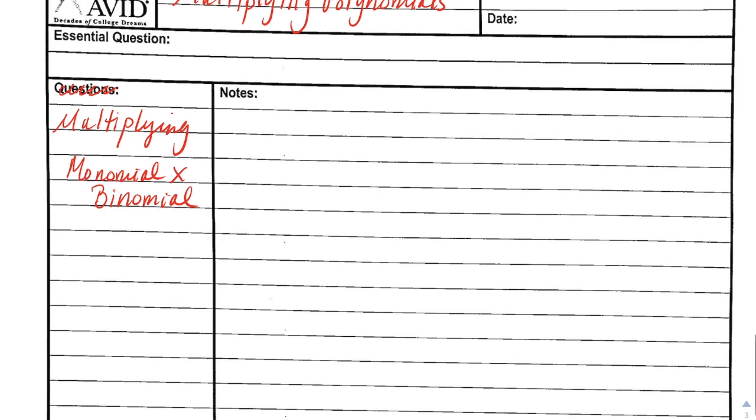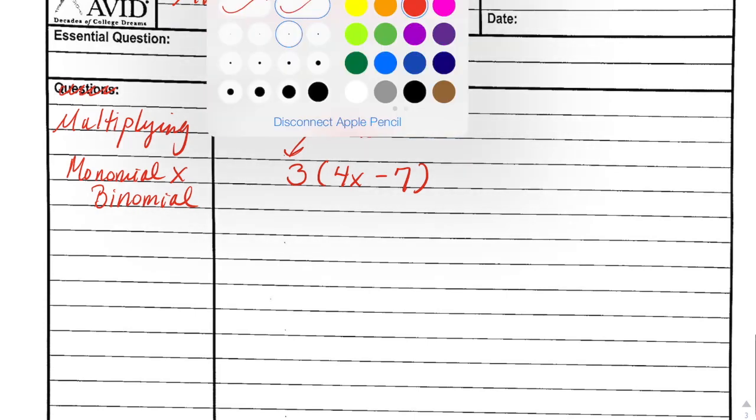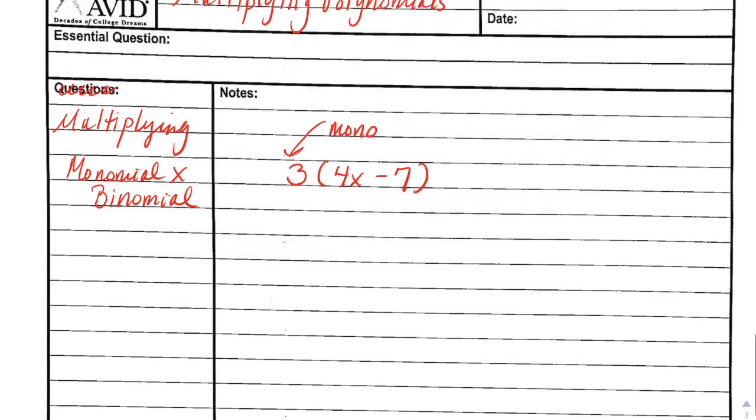Okay, so here we go. Monomial is a one-term thing. So say we have a 3, and then it's going to be touching the parentheses, and we need a binomial. And so inside the parentheses, we're going to have 4x and a negative 7. So we have this number out front. This is a monomial. And then this part here is our binomial, right? It's got two parts.